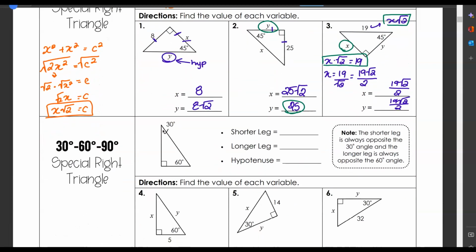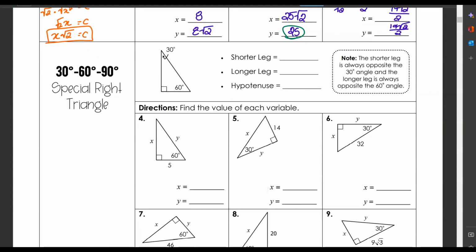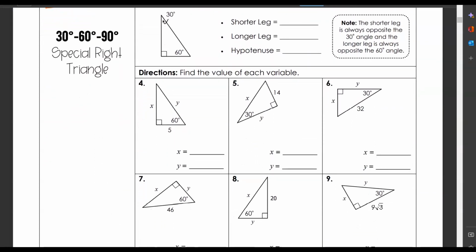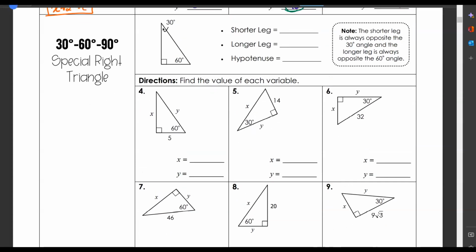All right, let's take a look at another special triangle. This is the 30, 60, 90 triangle. Very similar to the last example, this is when the angles are fixed. So I have an angle of 30 degrees here and an angle of 60 degrees here. One thing with the 30, 60, 90 triangles is the shorter leg is always opposite the 30-degree angle, and the longer leg is always opposite the 60-degree angle.